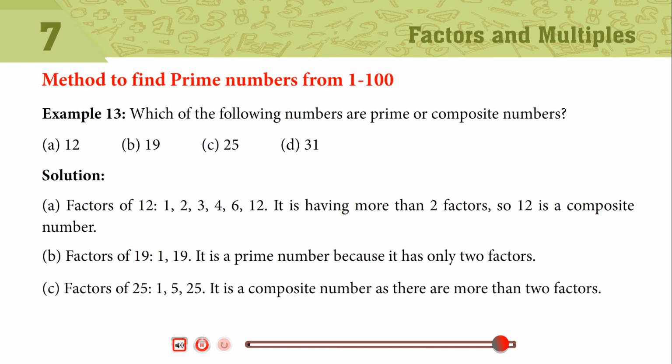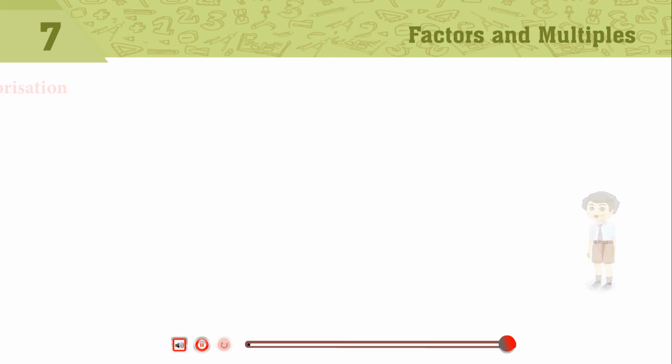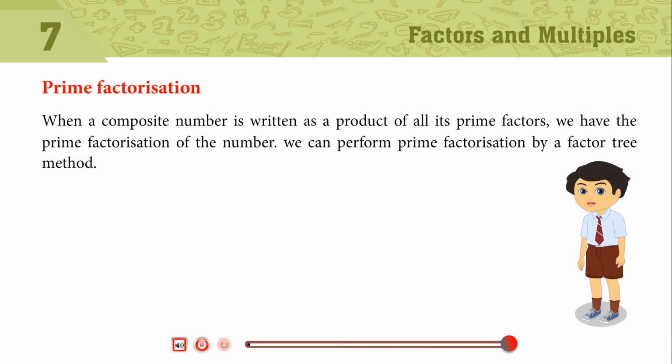Factors of 25: 1, 5, 25. It is a composite number as there are more than 2 factors. Factors of 31: 1, 31. It is a prime number because it has only 2 factors. Prime factorization. When a composite number is written as a product of all its prime factors, we have the prime factorization of the number. We can perform prime factorization by the factor tree method.